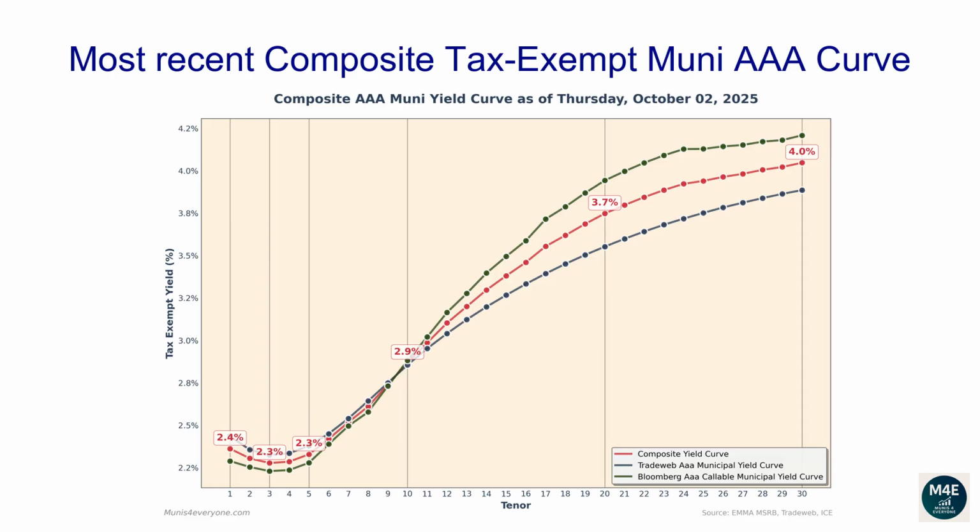The three-year yield is 2.28%. The 5-year yield is 2.33%. The 10-year yield is 2.87%. The 20-year yield is 3.75%. The 30-year yield is 4.05%.